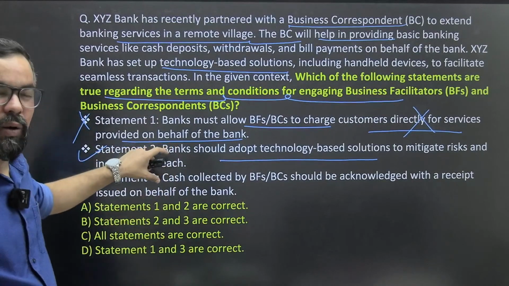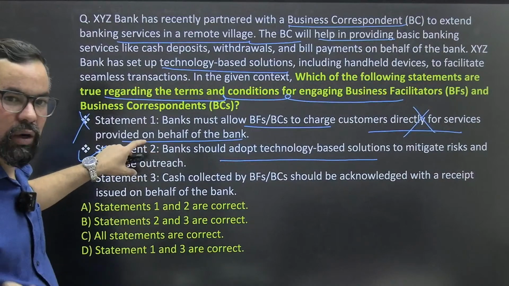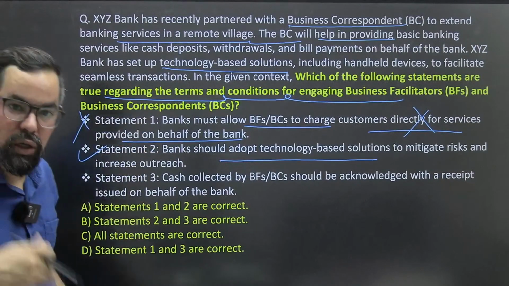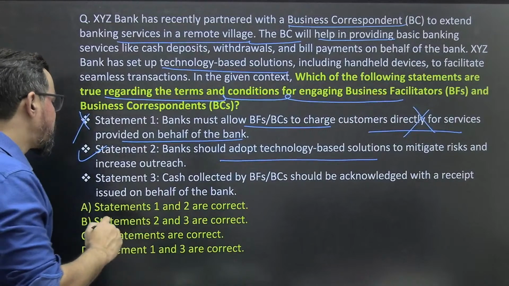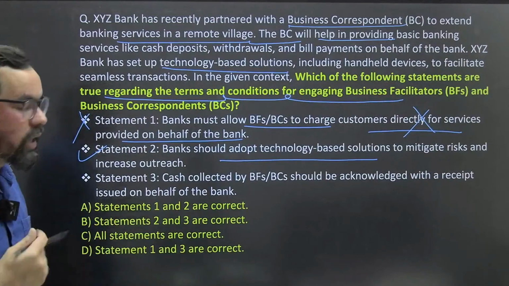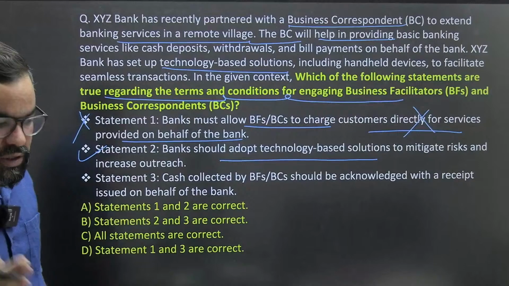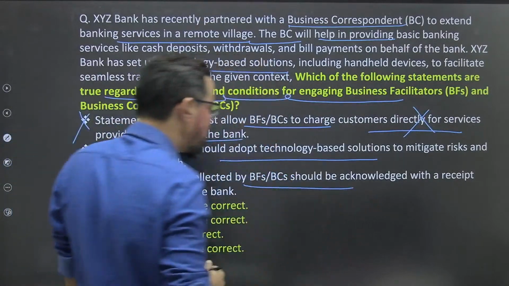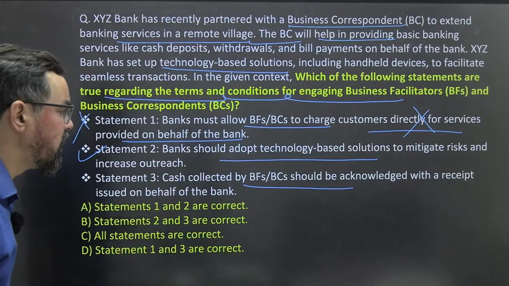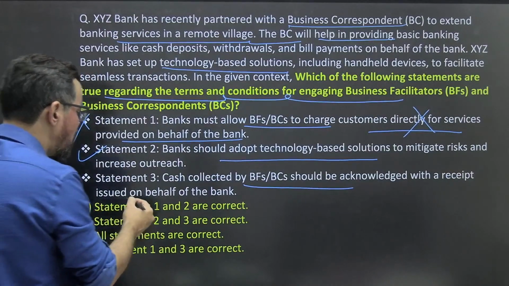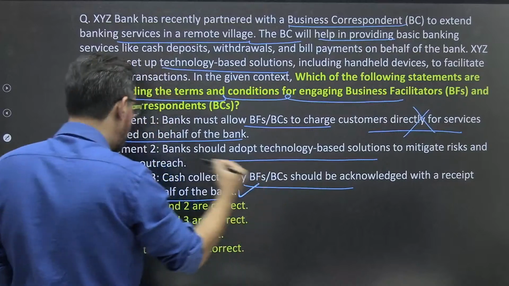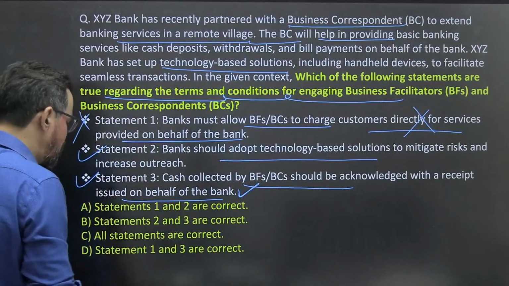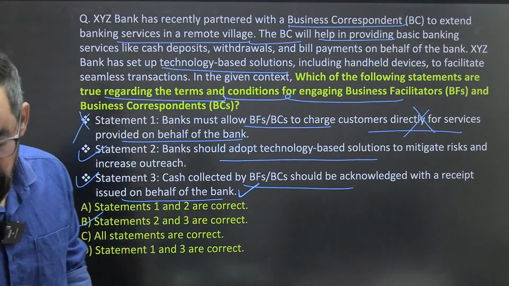So nowadays we have digital KYC, VCIP and others, and even the banks' internal tools also. So they should be provided, so we can have quick acquisitions and a streamlined process. Statement three: cash collected by a business facilitator or correspondent should be acknowledged with a receipt issued on behalf of the bank. Yes, this is 100% true. So statements 2 and 3, option B should be the right answer for this particular one.